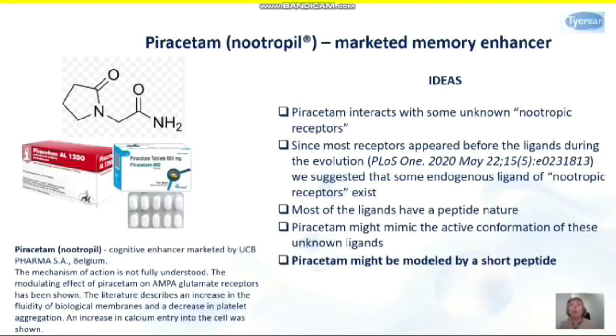As a starting point, we took piracetam, a marketed memory enhancer, which was developed by the Belgian company UCB. Even now, not very much is known about the mechanism of action of piracetam, but at the time when we started our study, almost nothing was known. And we put forward several very simple ideas. We hypothesized that piracetam interacts with some unknown endogenous receptor, and in this way piracetam mimics the active conformation of an unknown endogenous ligand. And since most endogenous ligands are peptides, we assumed that it could be modeled by some simple amino acid sequence.